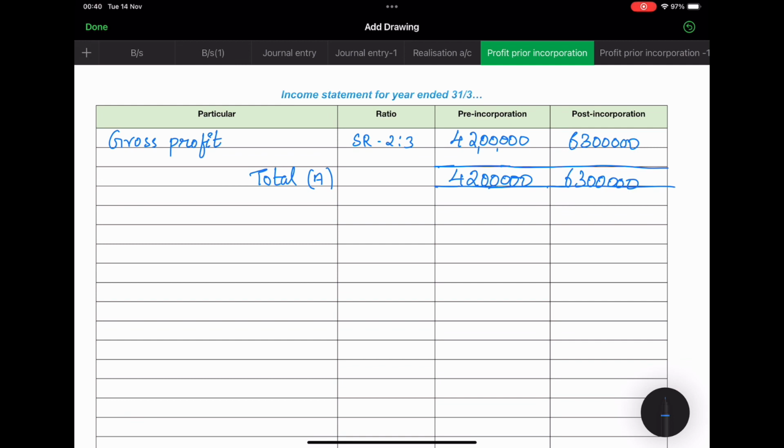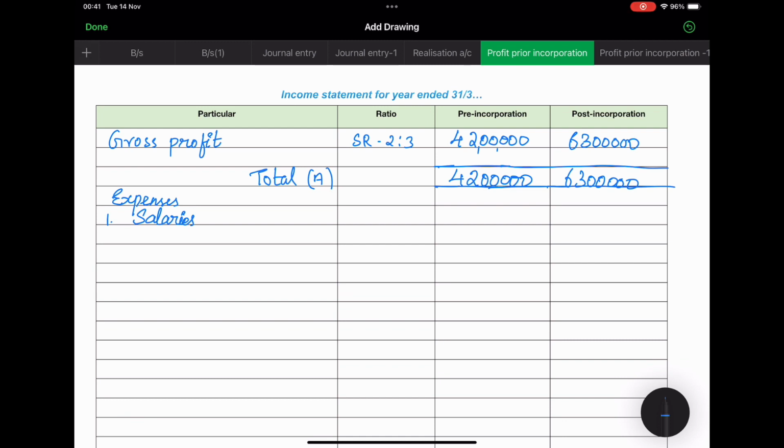Next we are going to minus all the expenses. Whatever expenses we have in the question, we are going to identify them. It is a very simple question. There is no adjustment given, no increment in the salary or increase in the rent value, nothing like that. They have given a very direct and simple question. We just need to identify gross profit, time ratio, sales ratio, then as per our format we are going to solve it.